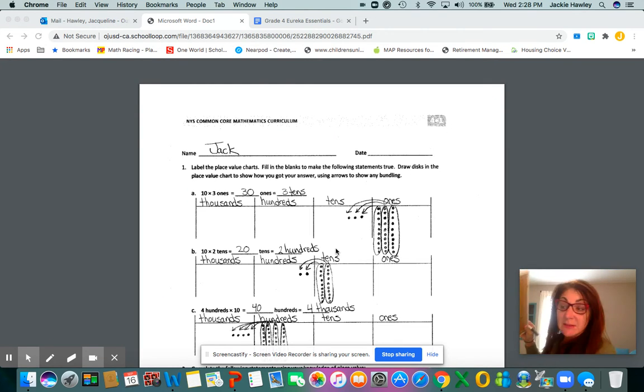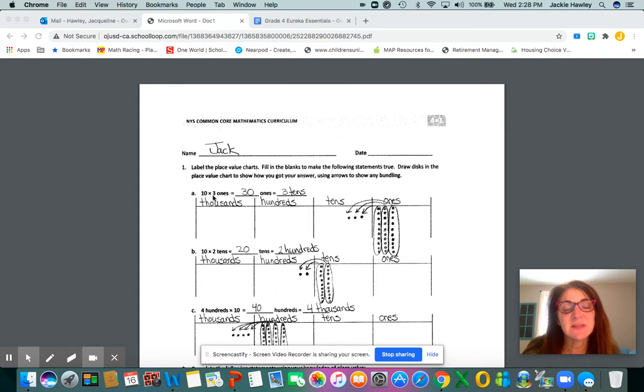So now we're going to look at some math, and please don't get too wrapped up in the wording because the wording is definitely a challenge. Believe me, it's a challenge for me. So we're going to hang in there. So if you see an assignment something like this, it says label the place value charts, fill in the blanks to make the following statements true. Draw discs in the place value chart to show how you got your answer. Use arrows and show any bundling, okay?